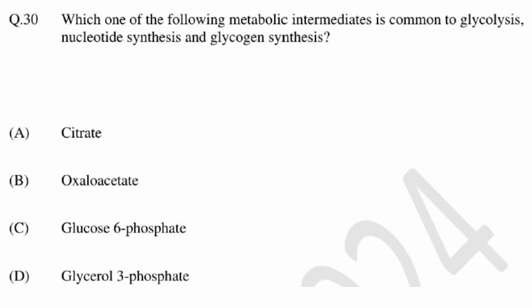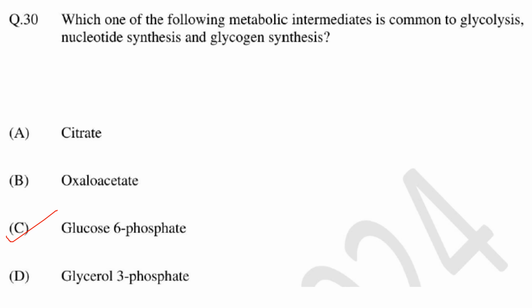Then next one. Which one of the following metabolic intermediates is common in glycolysis, nucleotide synthesis and glycogen synthesis? So it is glucose 6-phosphate which is common. In glycolysis, glucose 6-phosphate is converted to fructose 6-phosphate, then to fructose 1,6-bisphosphate and finally to pyruvate. Then in nucleotide synthesis, glucose 6-phosphate is converted to ribose 5-phosphate, which is involved in nucleotide biosynthesis.